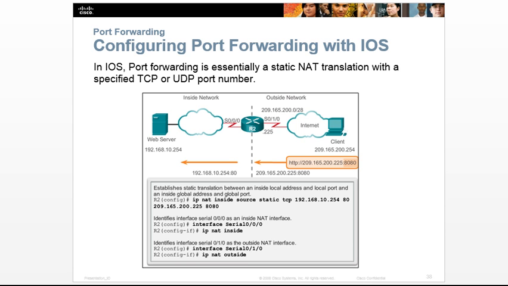In IOS, the way that you forward a port, it's essentially a static NAT translation with a specified TCP or UDP port number. So in this case, we're going to use our same command, ip nat inside source static, then we're going to say TCP or UDP, IP address, space, port, space, external IP address, space, port. Then again, if we haven't done it, we have to say what interface is NAT inside and what interface is NAT outside.